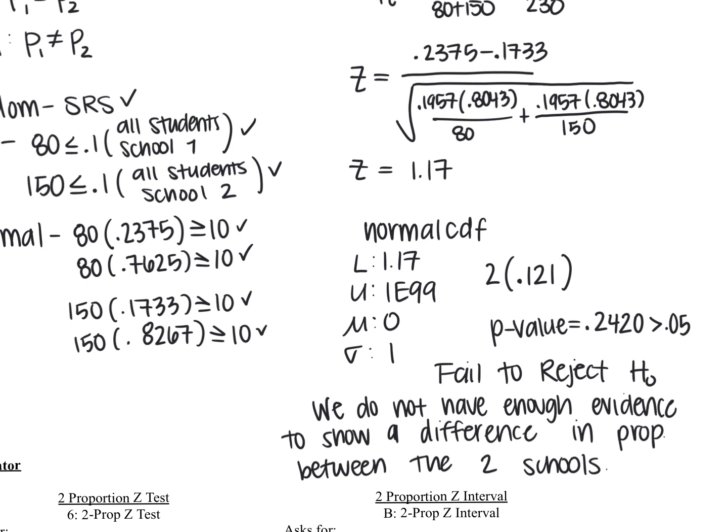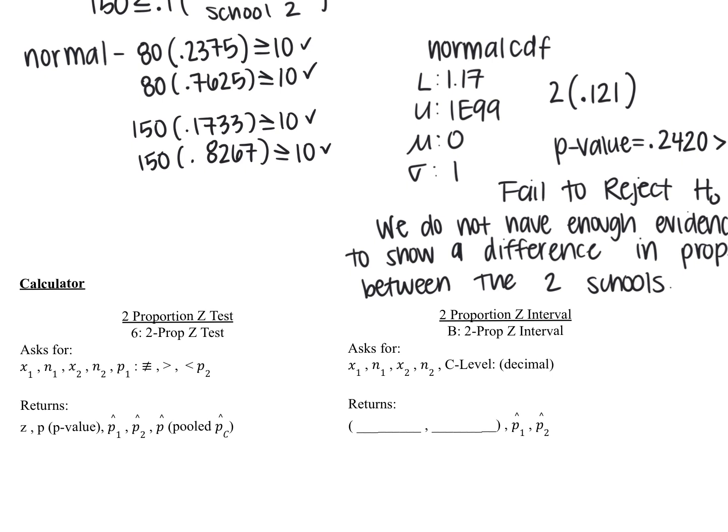So if I wanted to do a 2 proportion z-test in my calculator, which is the last thing I'm going to talk about, the calculator steps are written right here. So again, you're going to go to Stat, and then you're going to go over to Calc. Tests. And then number 6 is a 2 proportion z-test. So it asks for x1, n1, x2, n2, and then your alternative hypothesis.